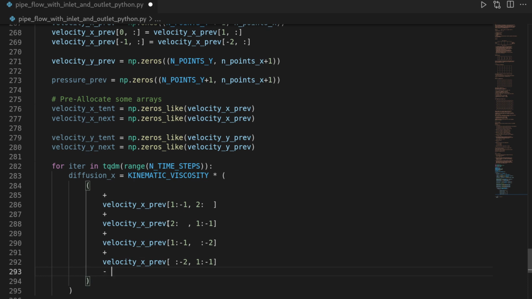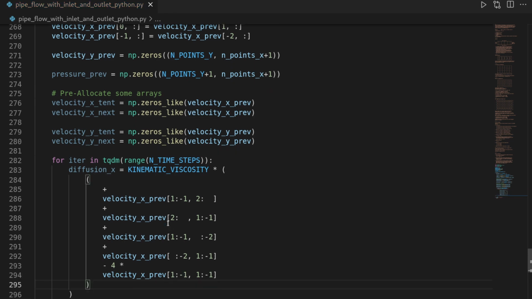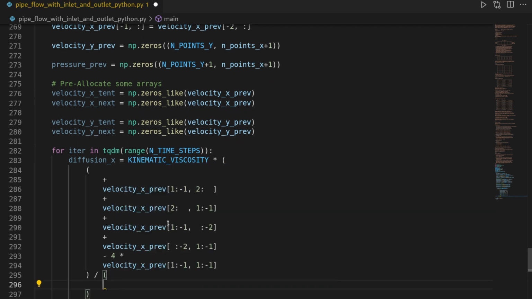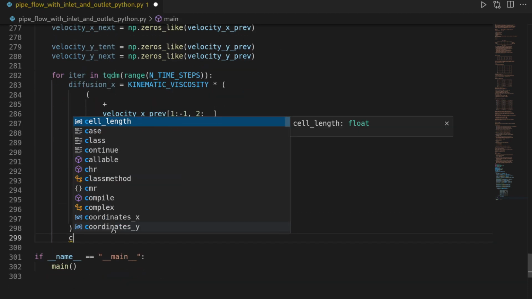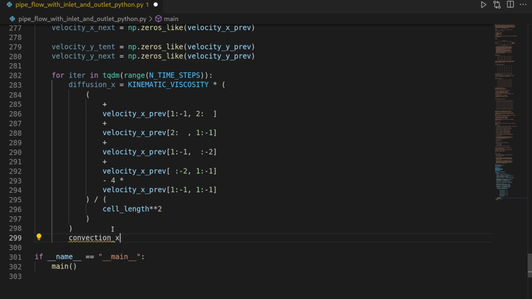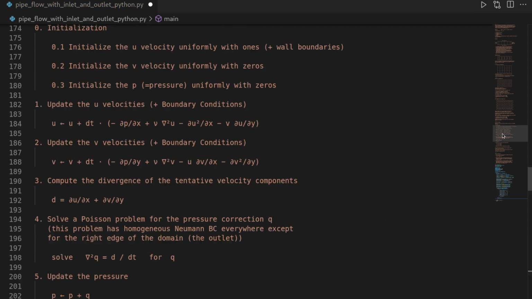And then we just have to subtract 4 times the interior by itself to get our 5-point stencil and divide by the cell length squared. And then next step, I want to do the convection. So convection in x. So let me look at the algorithm.